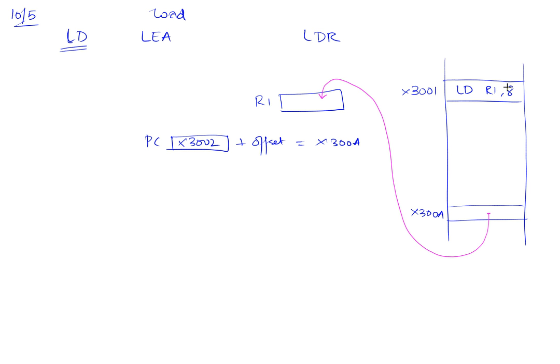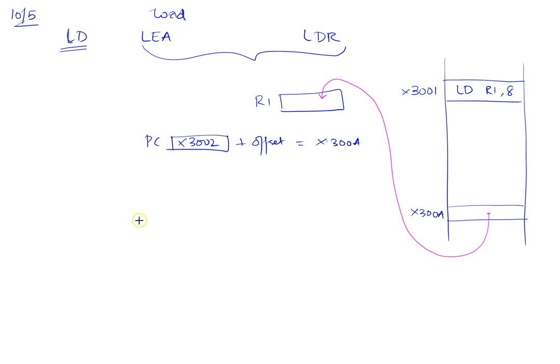Now, you can do the same thing, same as LD, but by a combination of two instructions. So you might ask yourself, why? If you can do it with one instruction, why are you doing it with two instructions? But the payoff is if you're going to do more after that point. So let's see how I can accomplish the same thing by using a combination of LEA and LDR.